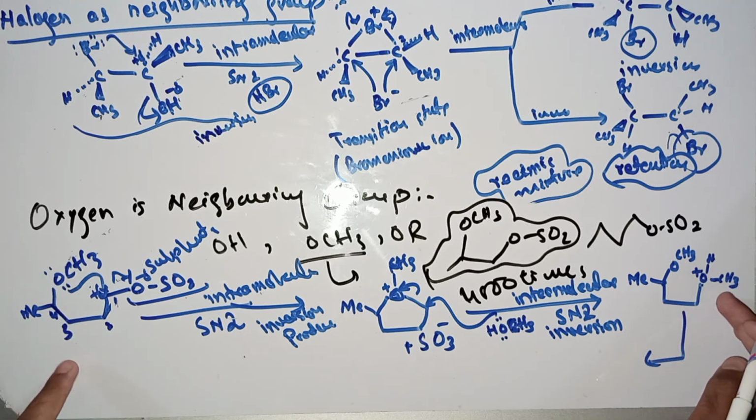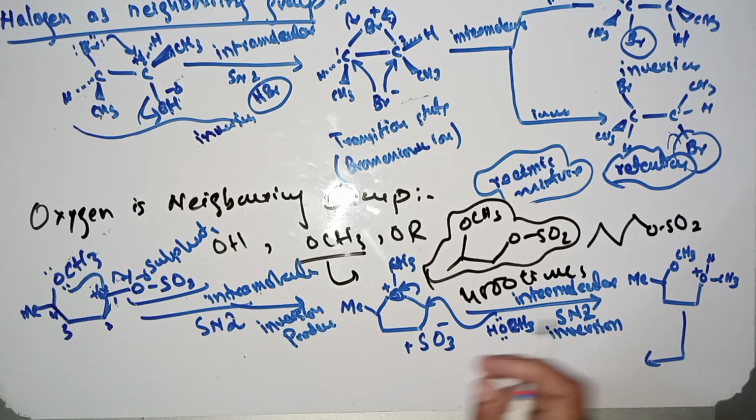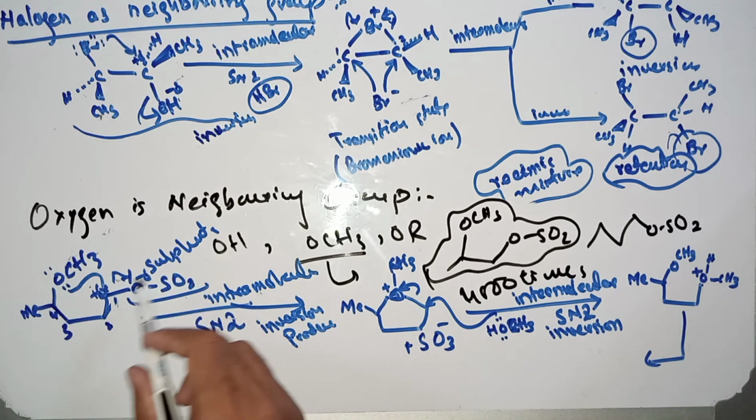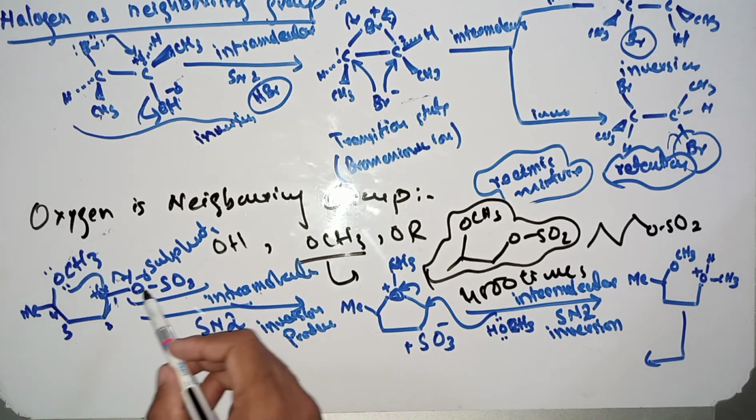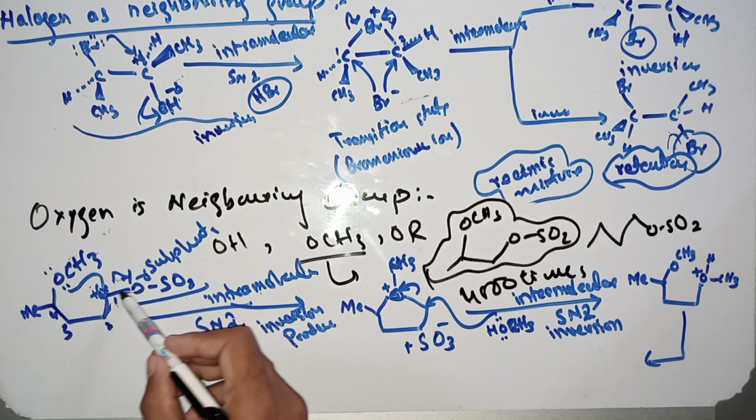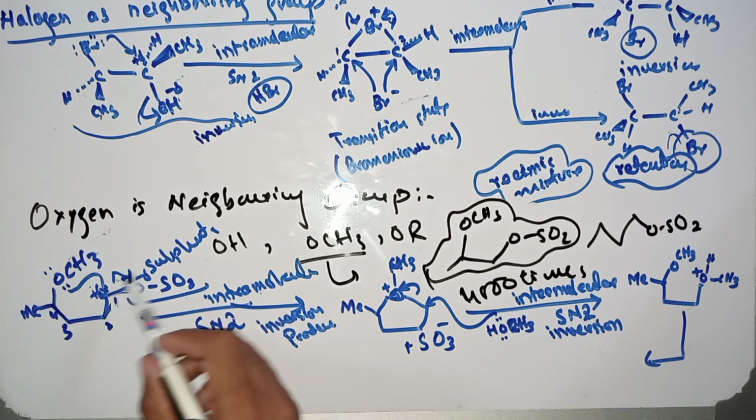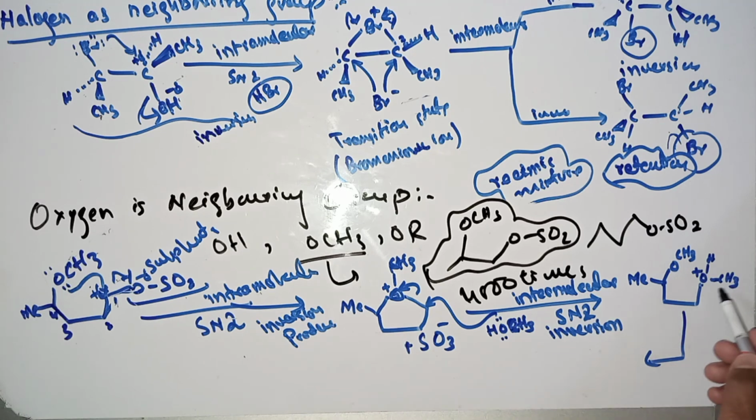It will be added from the position from where the leaving group left, from where the sulfonate group left. So from this position the sulfonate group left the system, while in the last step methanol also attached from this position. So that's why the final product will be the retention product. I hope the point will be clear. So this is the retention product.